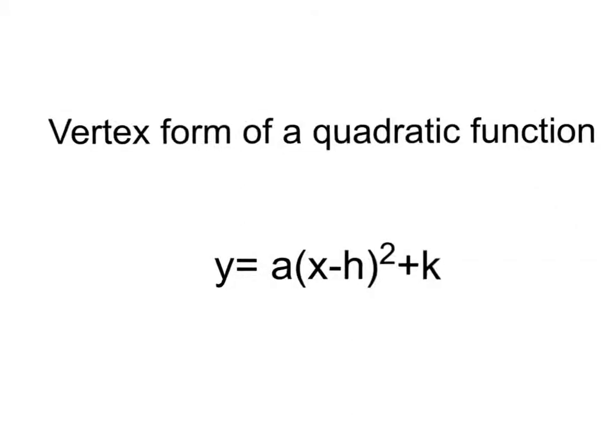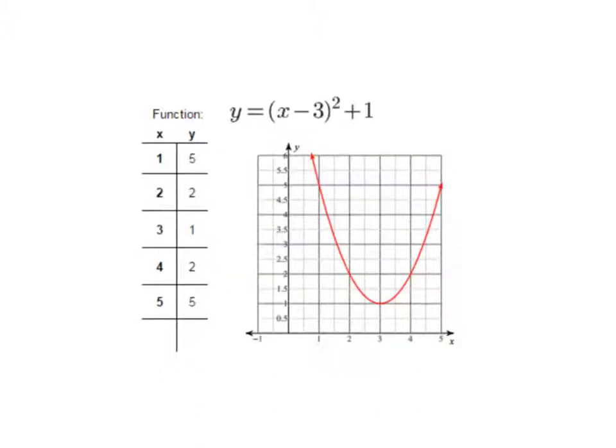Let's take a quick minute and talk about the vertex form of a quadratic function. When we worked on one of our last set of problems, this was the answer to one of those practice problems. You were given this function, y equals (x minus 3) squared plus 1, and your goal was to fill out the table and then to go ahead and graph it. And if you did that correctly, this is what you get.